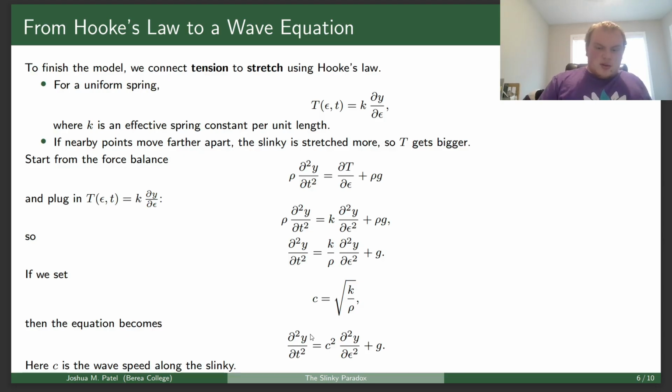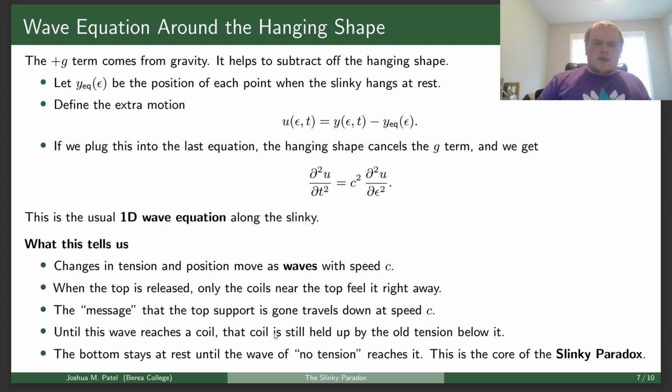equation plus gravity. And so we want to get rid of that gravity term, so we can get an easier to understand equation by letting a new function, the y equation, which is basically the position of each point when the slinky is in that static state.